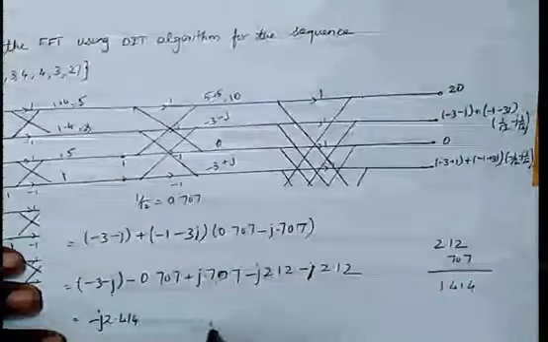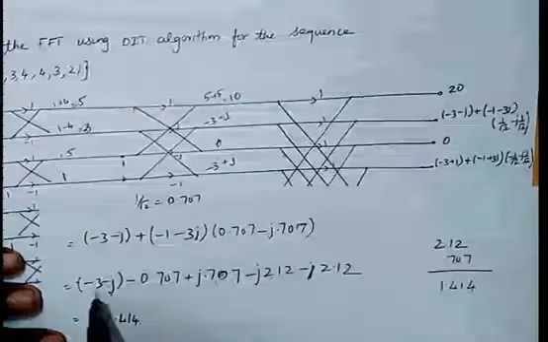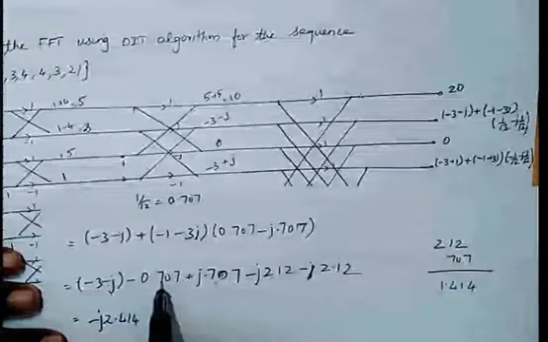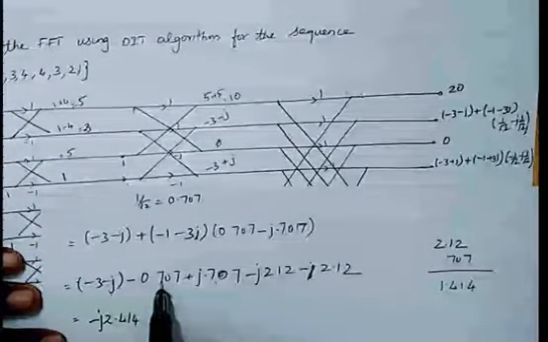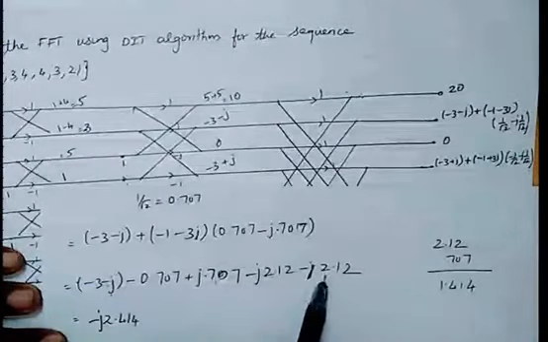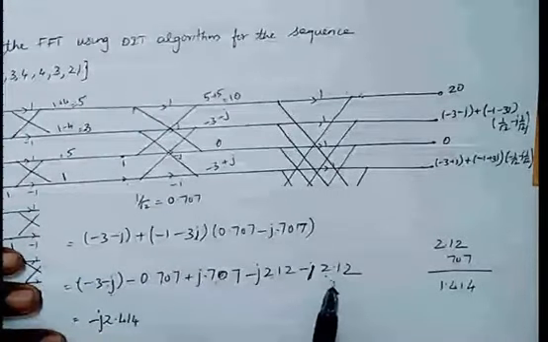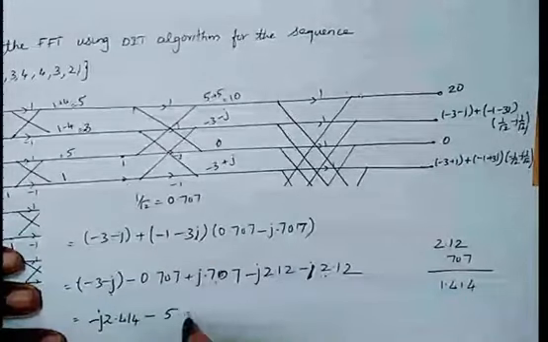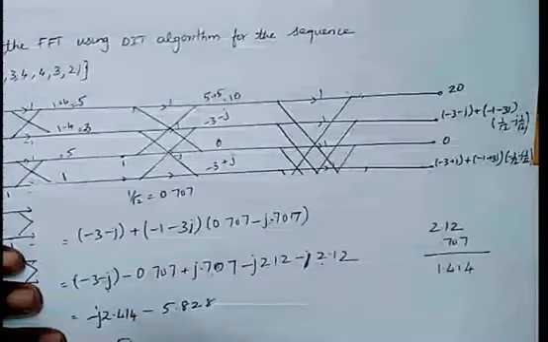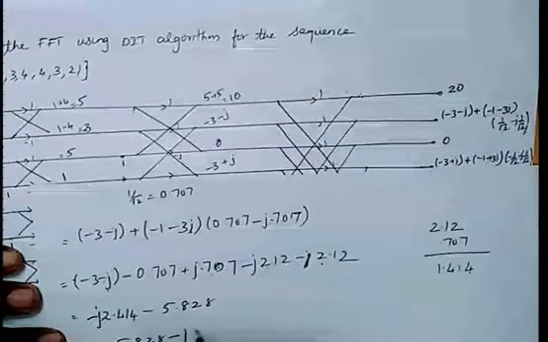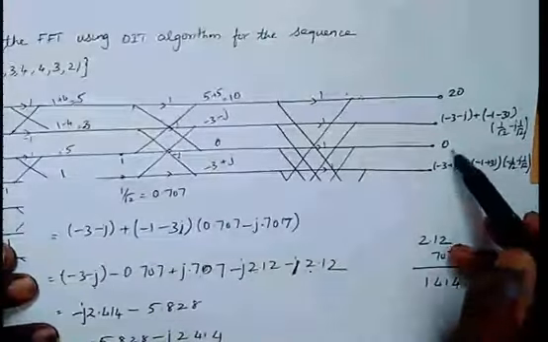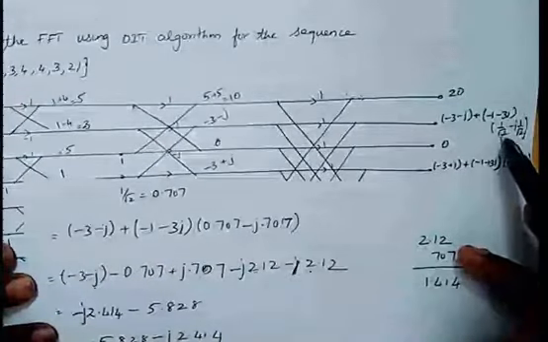Minus 2.414j. Then we'll add the real part, minus 3.707, again we have minus 2.12, so if you add this, it is going to be minus 5.828. In simple terms, the real part is minus 5.828 minus j into 2.414. So this term has a value of minus 5.828 minus j into 2.414.